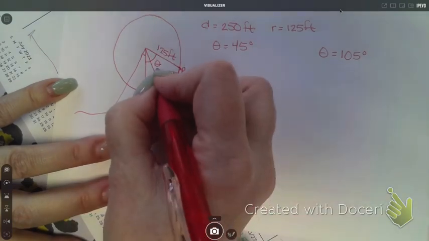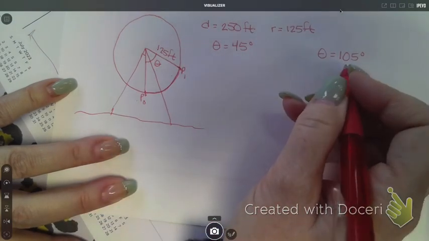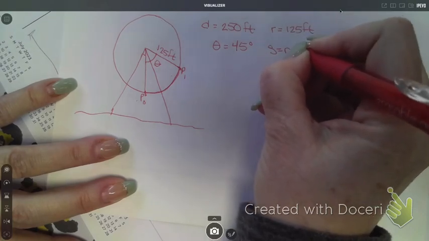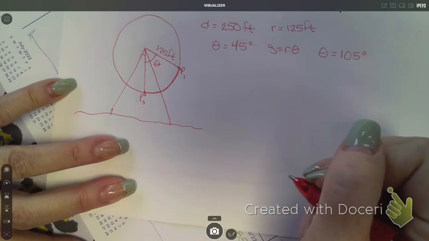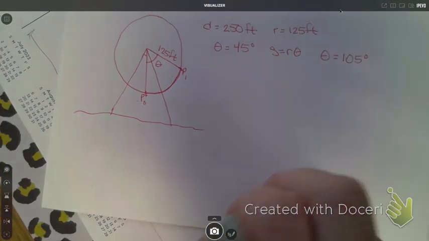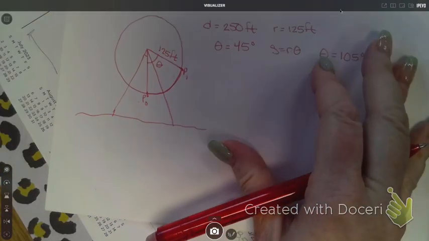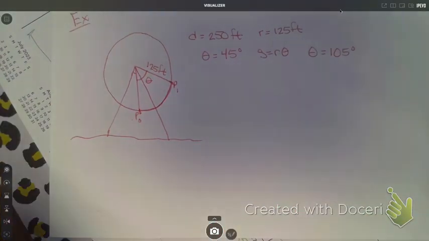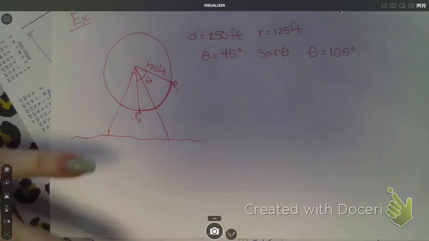And we have our thetas. We have two different thetas, yes? Yes. So we're going to use S equals R theta. Can I say theta R too? Yep. I usually write S equals R theta, but when I write it out, I put theta R just because I do. Okay, what do I need to do first? Degrees to radians.